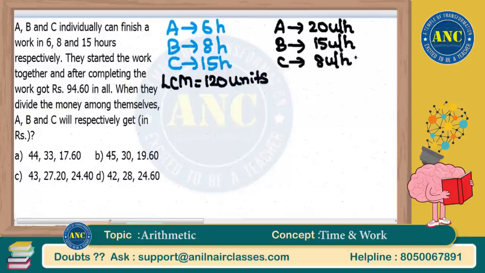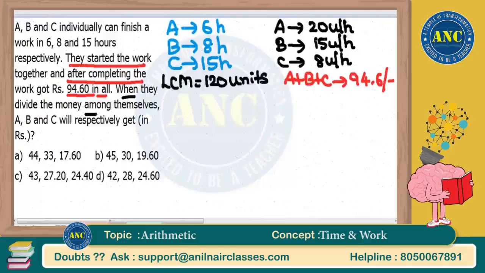Now listen to the next statement. They started the work together, and after completing the work, they got 94 rupees 60 paisa in total. That means all the 3 together are getting a salary of 94.6 rupees, right? The question is, when they divide the money among themselves, A, B and C will respectively get how much? Every person individually will get how much is the question.